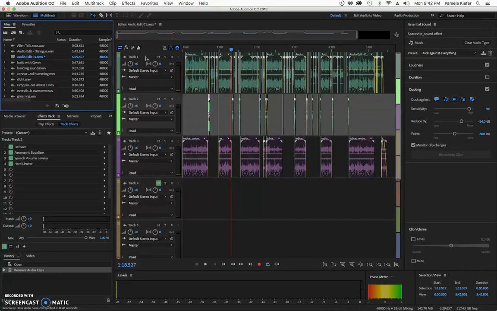So track 1 is the narration and the conversation. So basically all the talking pieces. Track 2 is the sound effects, and these were used for transitional purposes.